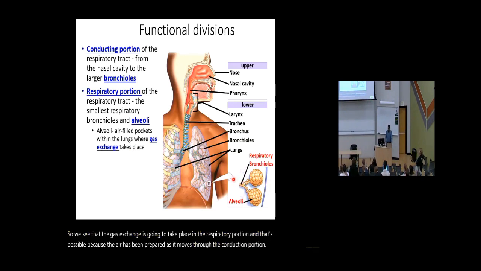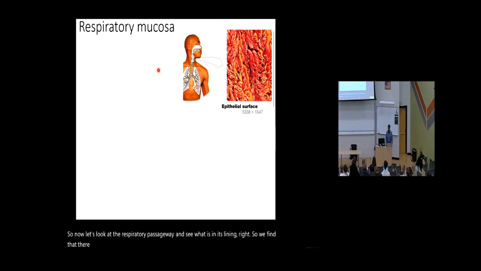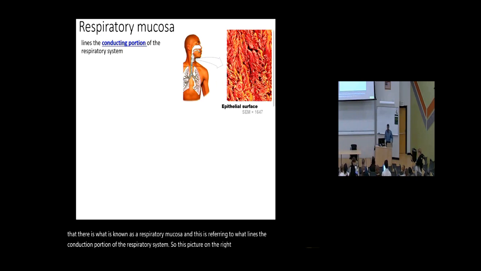So now let's look at the respiratory passageway and see what is in its lining, right? So we find that there is what is known as a respiratory mucosa, and this is referring to what lines the conduction portion of the respiratory system. So this picture on the right hand side is a scanning electron micrograph of the epithelium or the cells seen in the respiratory portion, and it kind of looks like a shag carpet, right? So it looks like a very fuzzy carpet, and we'll understand why this is the case in a minute.